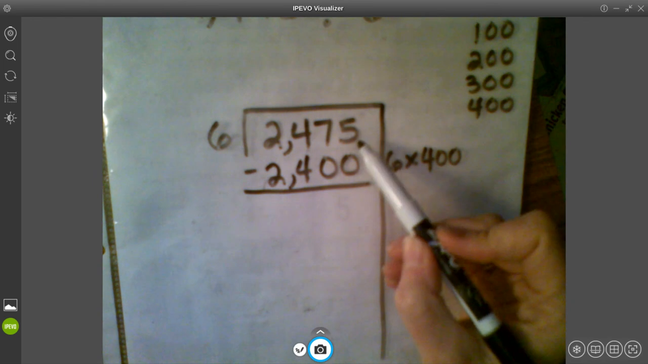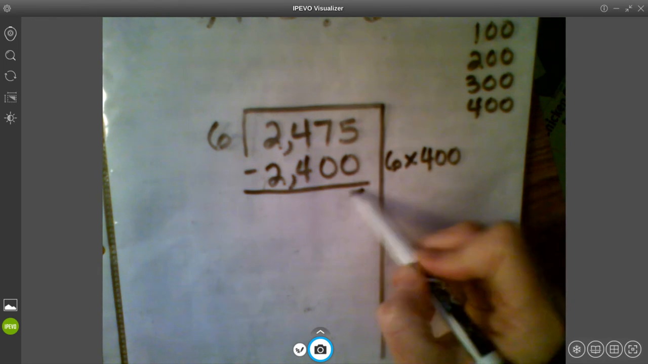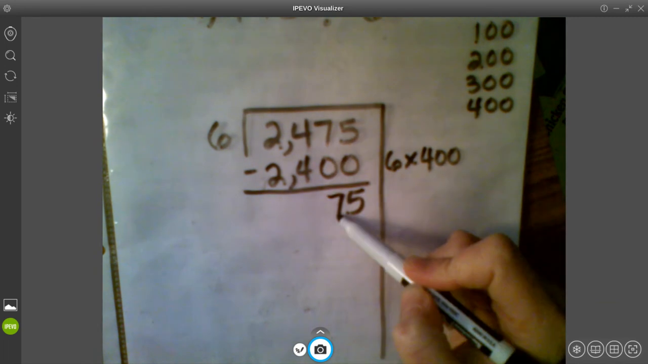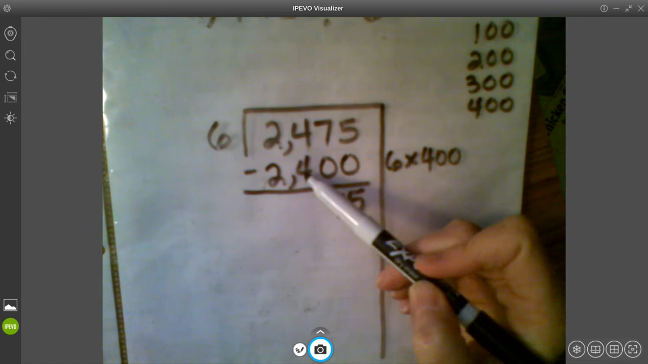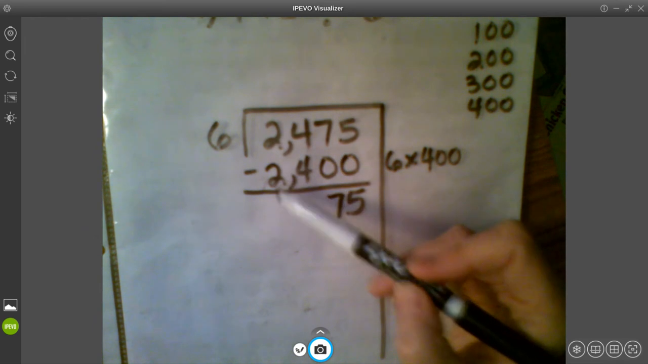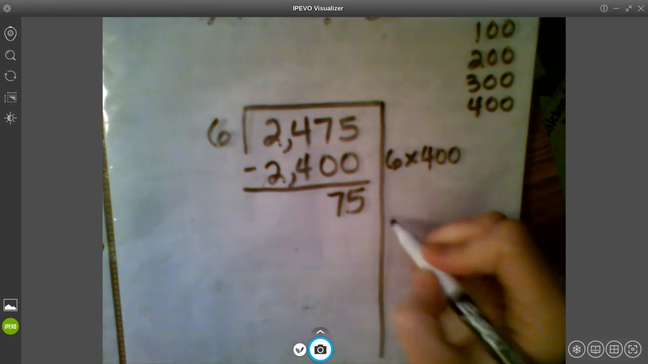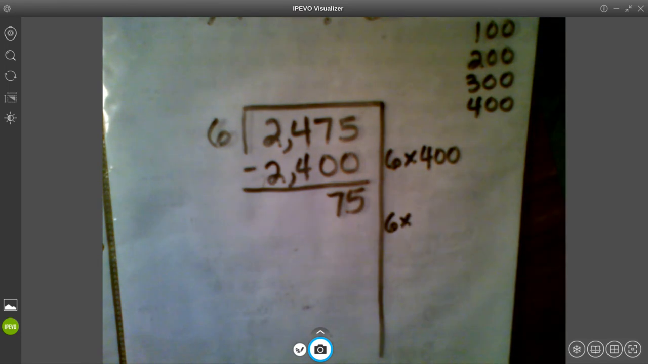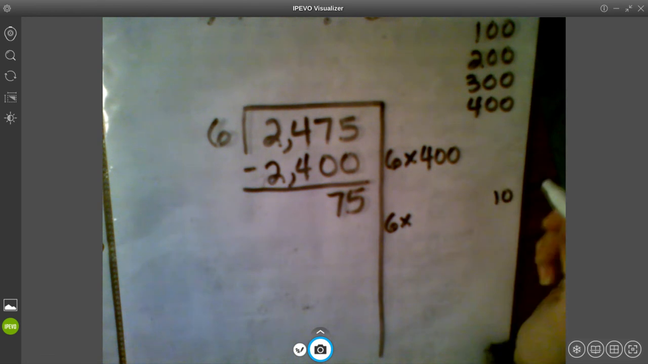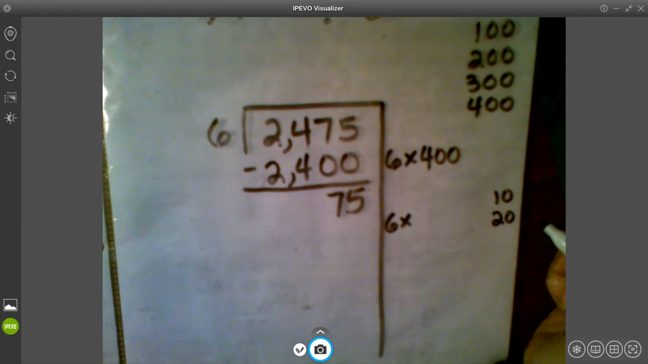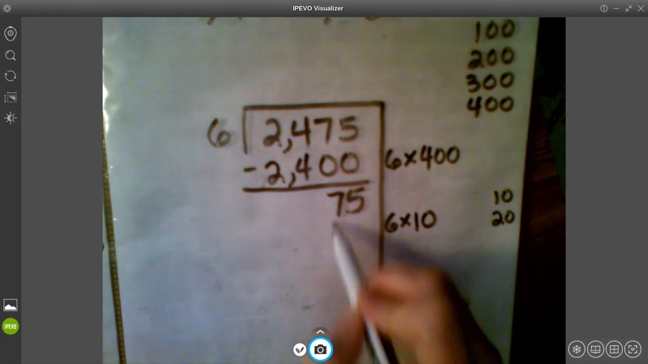Now let's subtract. In the ones place, we have 5 ones minus 0 ones is 5. We have 7 tens minus 0 tens is 7. 400s minus 400s is 0. 2,000s minus 2,000s is 0. All right, only 75 left. 6 times what is close to 75 without going over? 6 times 10 is 60. 6 times 20 is 80. Too far. So we'll stick with 6 times 10.